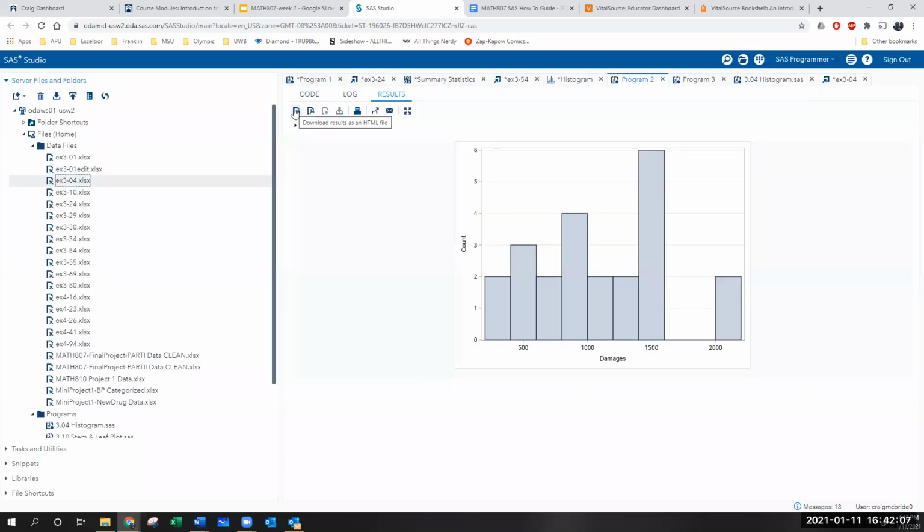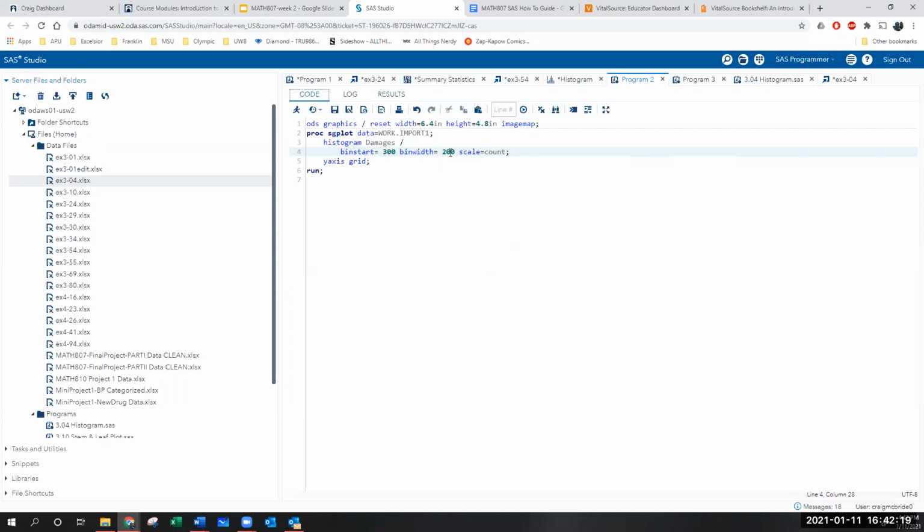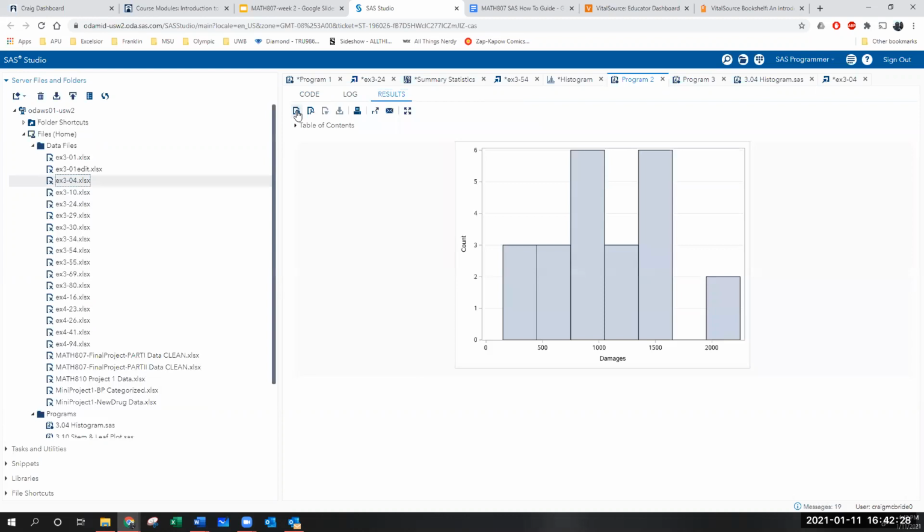1, 2, 3, 4, 5, 6, 7, 8, 9-ish, right? They want 7, right? So if we did the math, what was the bin width? 262.3 is 262. All right, so let's just make it 300. See what 300 looks like. That's pretty good. I'd go with that one. That looks pretty good. Yeah. So there we go. Figured it out.